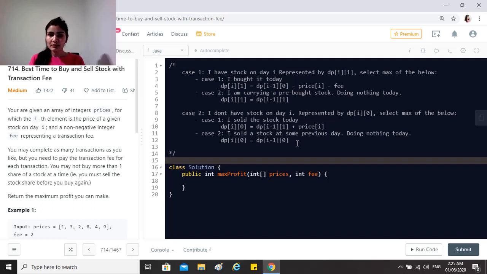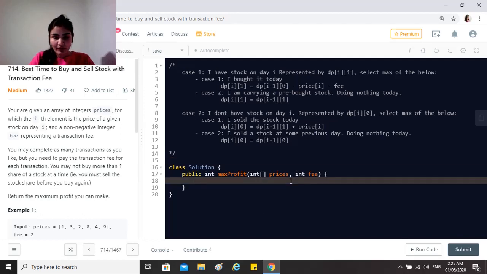I hope this makes sense, and if you haven't fully understood, please refer back to the video with the cooldown. I have explained it in more detail over there. So let's get started with the implementation. The base condition is, let's get the length first, so prices.length.